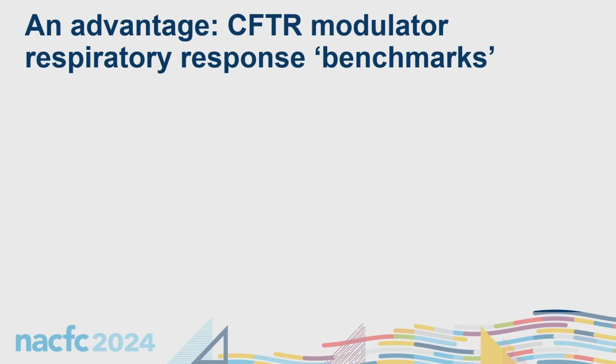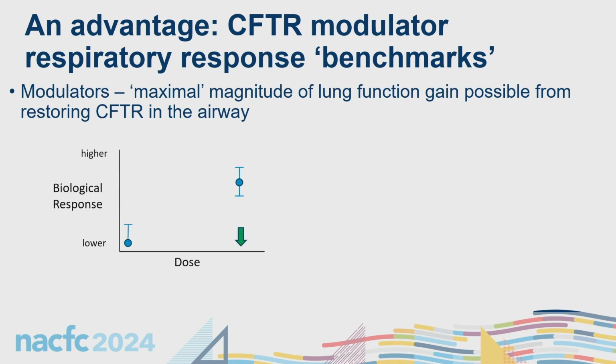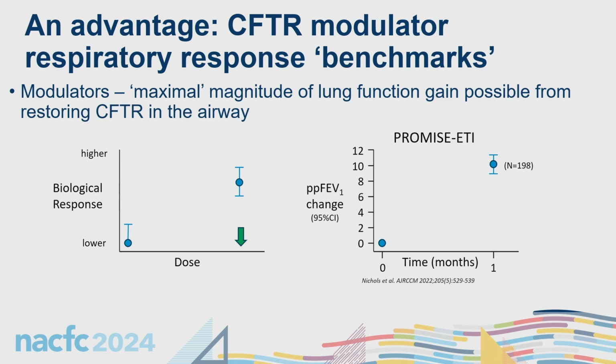The good news is modulators at least give us an idea of what's possible. They give us some benchmarks, goalposts, call them what you will, but they at least tell us what is possible when we restore CFTR activity into a large number of cells within the lungs. And where we stand right now is probably the maximal magnitude. We hope we can keep moving that maximum, but at least based on where we are today, this is probably the maximum that we could hope for. And borrowing again from Dr. Van Deventer's example here of just a very basic dose biologic response relationship and applying it to data.